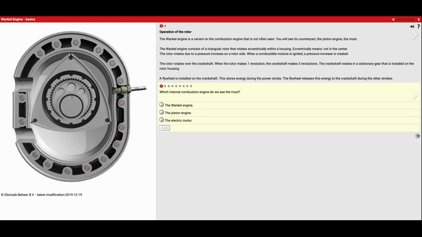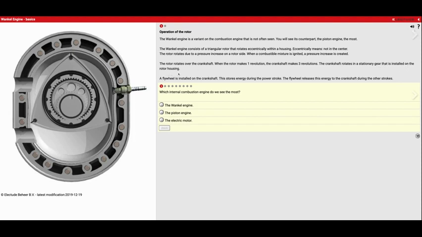The rotor rotates over the crankshaft. When the rotor makes one revolution, the crankshaft makes 3 revolutions. So 1 revolution of the triangular piece equals 3 revolutions of my crankshaft. The crankshaft rotates in a stationary gear that is installed on the rotor housing.